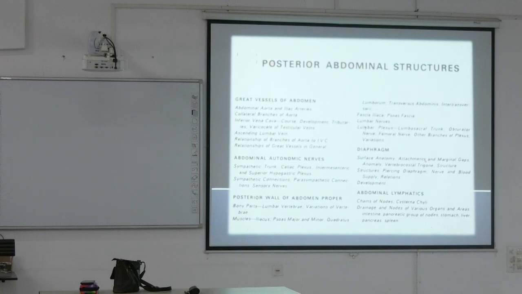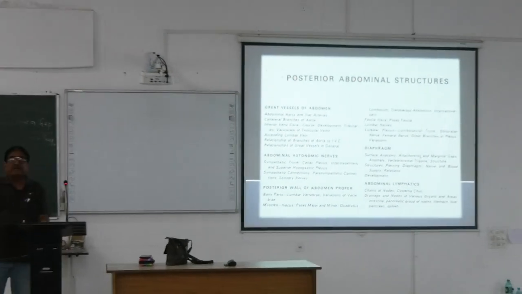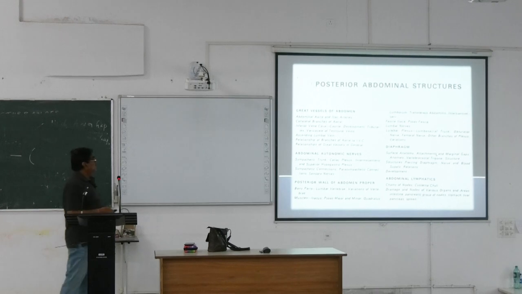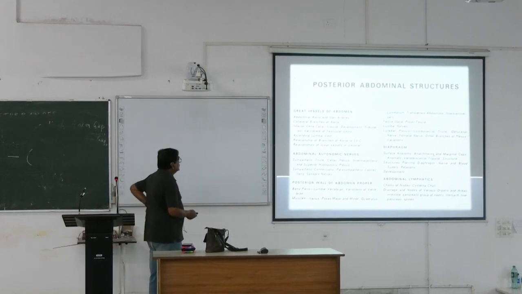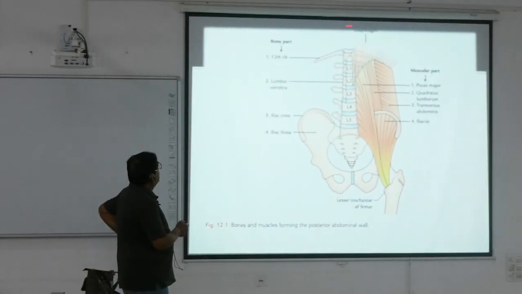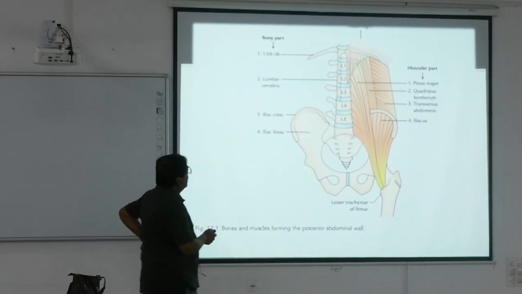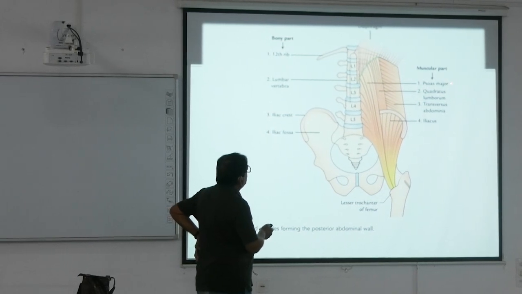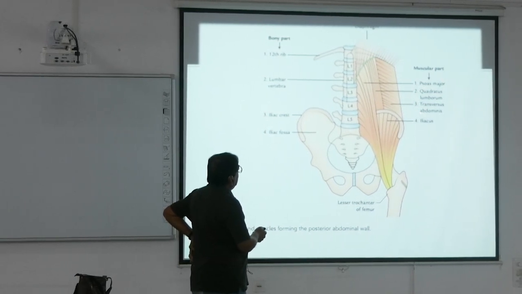It is separated by the diaphragm, which will be the next lecture. The abdomen is separated from the thoracic cavity by a diaphragm. Now you can see that here's the muscular part of psoas major, quadratus lumborum, transversus abdominis, and iliacus.